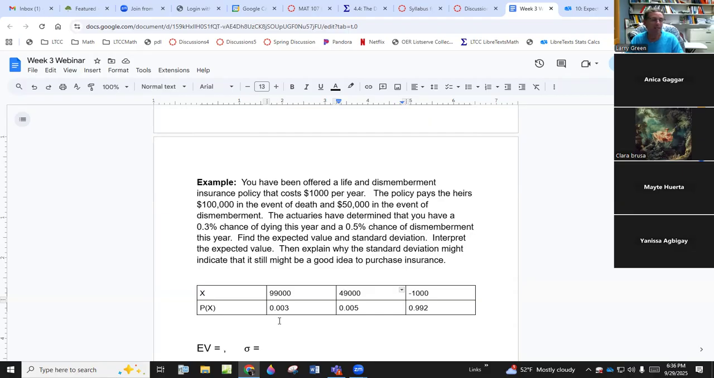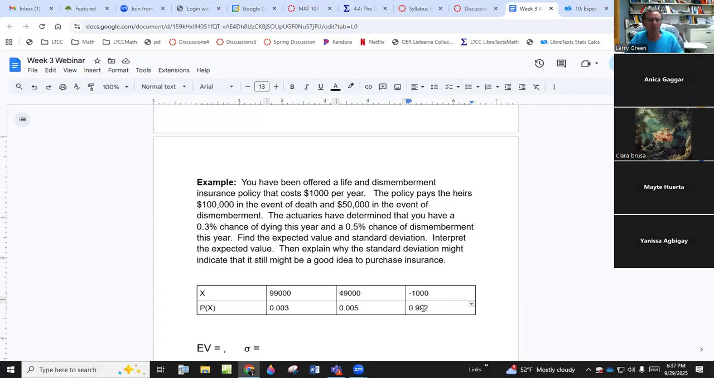And again, don't forget 0.3% is not 0.3, it's 0.003. Always remember to move the decimal over twice. 0.5% is 0.005. Then 0.003 plus 0.005 is 0.008. 1 minus 0.008 is 0.992. You're always welcome to use a calculator. You're not expected to do my fancy brain calculator stuff.